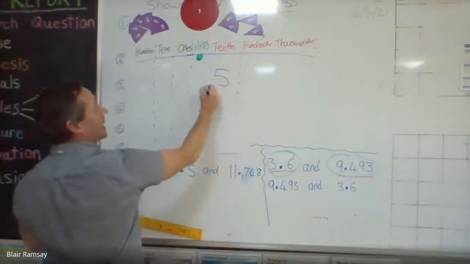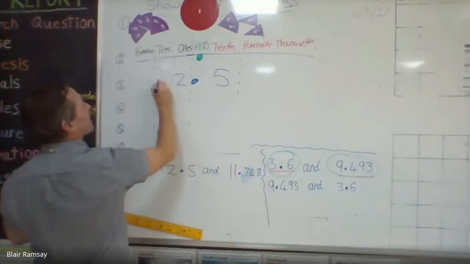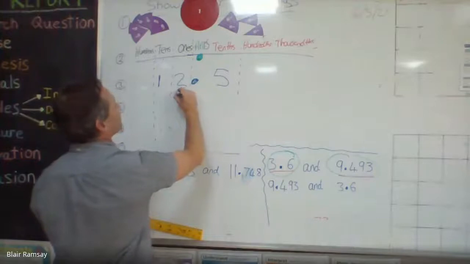So you put the 12.5. The 5 goes at the tenths, and then the 12 goes by the tens and the ones. So the 5 goes here, and the decimal point goes there, and then the 2 in the ones. And then what do I do? Then you put the 11 under the 12.